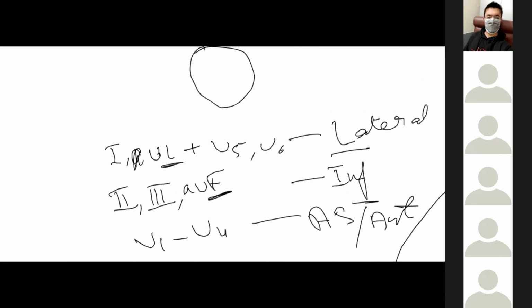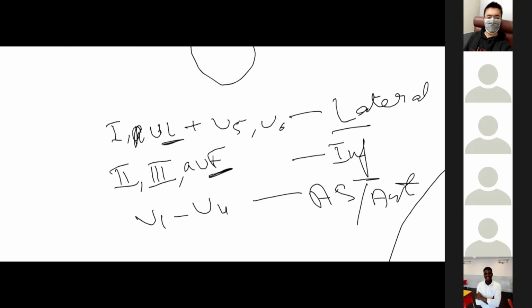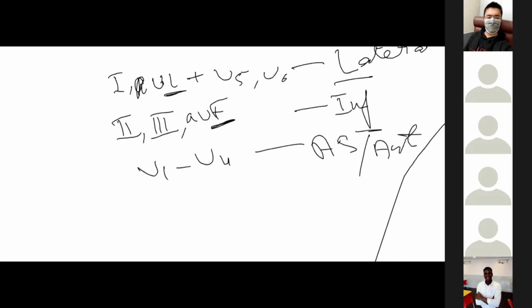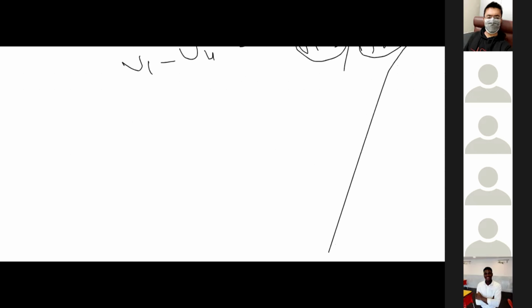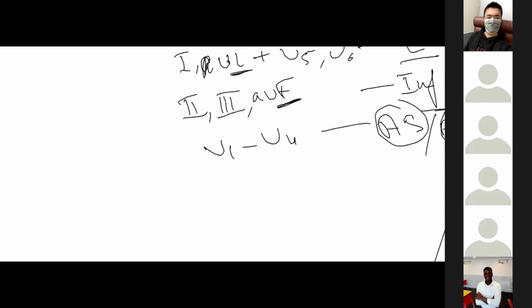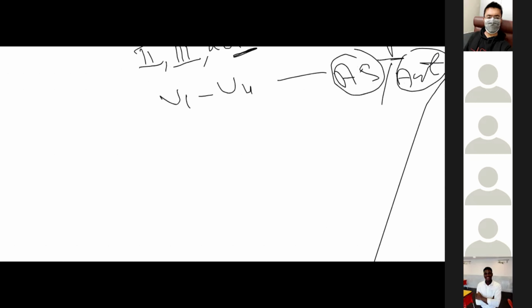1, AVL plus V5, V6 shows us the lateral aspect of the heart. 2, 3, AVF shows us the inferior aspect of the heart, and V1 to V4, we can say it is the anterior septal or anterior aspect of the heart. Why is it important to divide these like this? It gives us a rough idea.